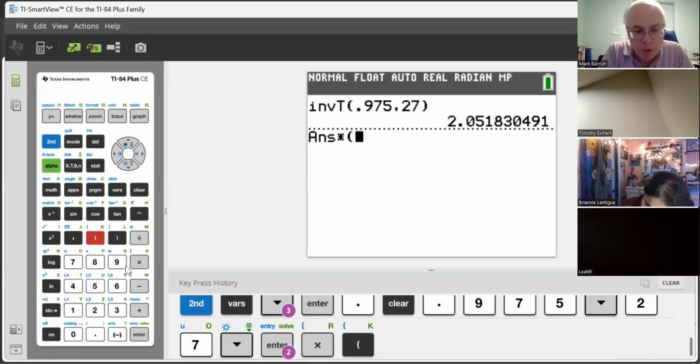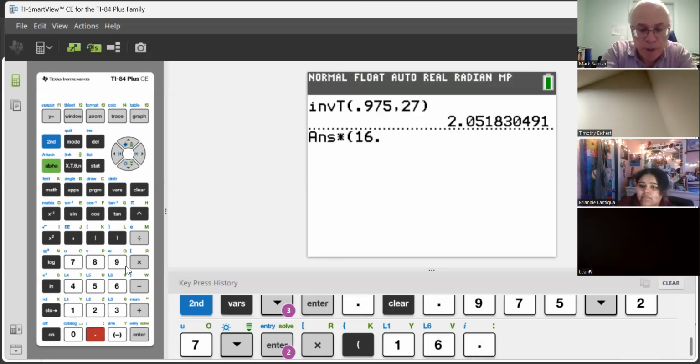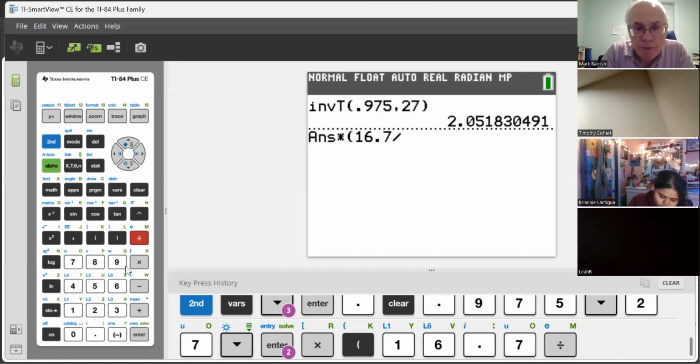So what's going to be our numerator in the standard error? Anybody? 16.7. All right. And then we divide by, so we hit the division key here. And we have to do the square root. So the square root is second, and right above the x squared button is the square root.